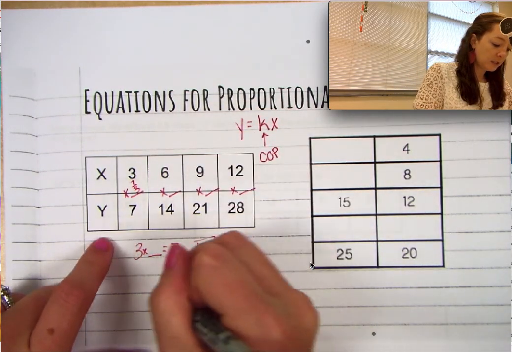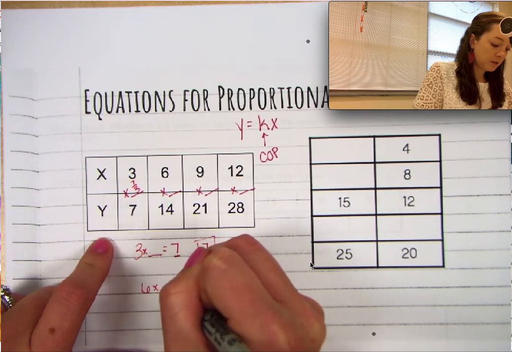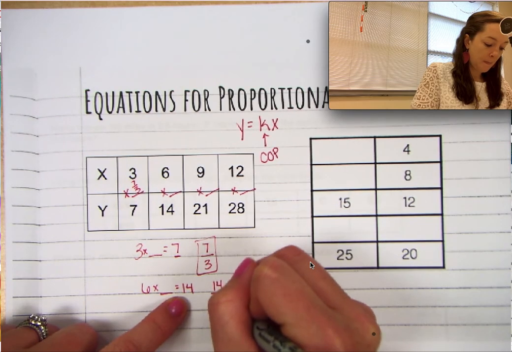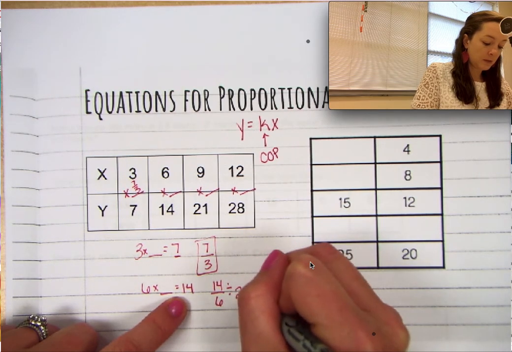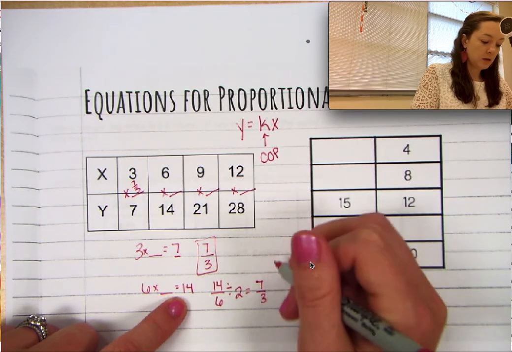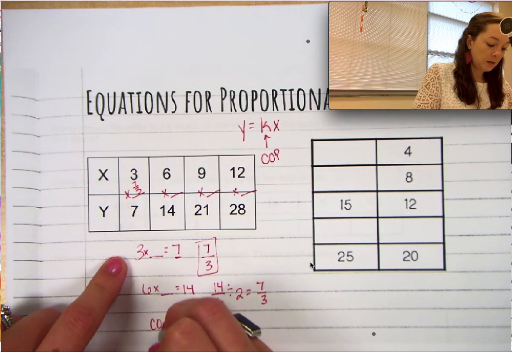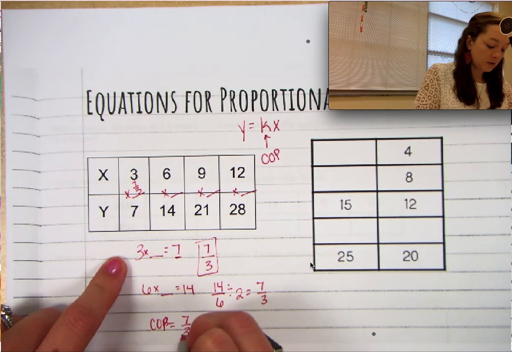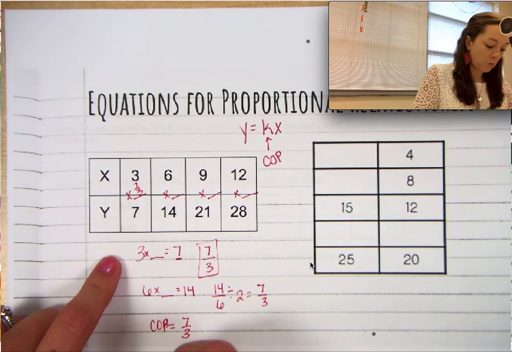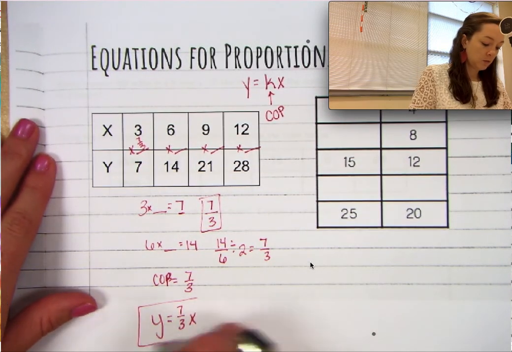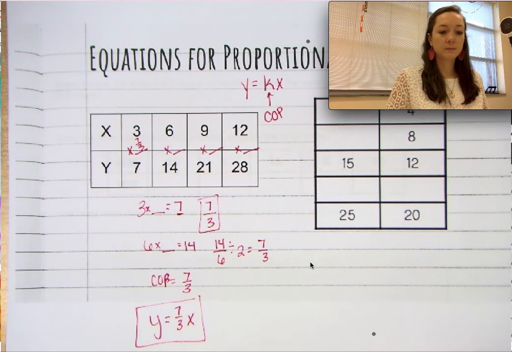So let me try the 6 and 14 and make sure I'm right on this. I'm going to use inverse operation and divide. I know I can divide both of these by 2, and I get 7/3. So I know that my COP is equal to 7/3. So my equation is y equals 7/3 x.